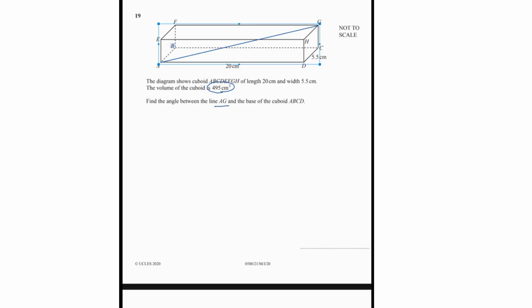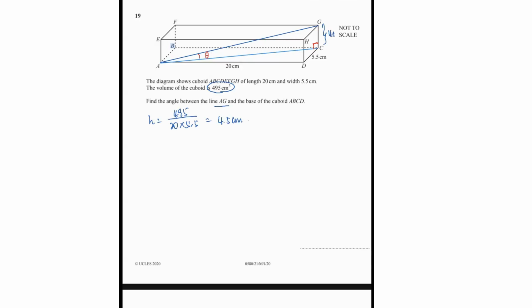This one is a bit tricky. I just draw another line here first. I am actually finding this angle here. It's the angle that the line makes with the base, and this is 90 degrees. Hope you all can visualize it. The reason they give us the volume of the cuboid is so that we can find the height of the cuboid. So the height of the cuboid is 495 divided by the length and the breadth. It's 4.5.